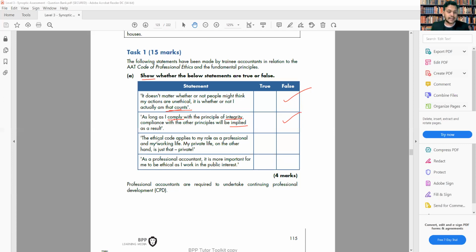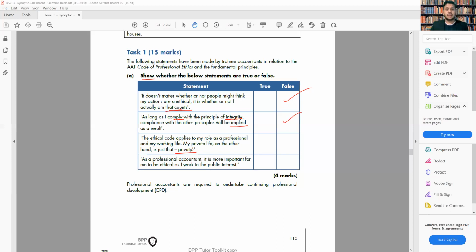The next one we have here: the ethical code applies to my role as a professional and to my working life. My private life, on the other hand, is just private. Is it true or false? So you're saying when I'm working, I'm very professional and I'm following the ethical code, but when I'm in my private life, I don't have to follow all the rules. I don't have to be ethical, and I don't have to follow all the ethical codes. So it is not true, because when you're working you are very honest and follow all the ethical guidance, but when you finish your job you are not ethical anymore.